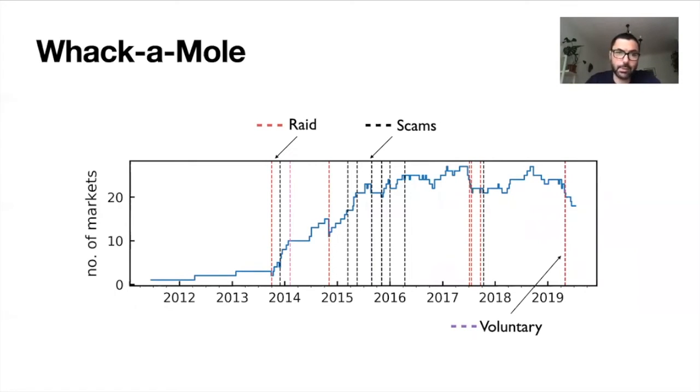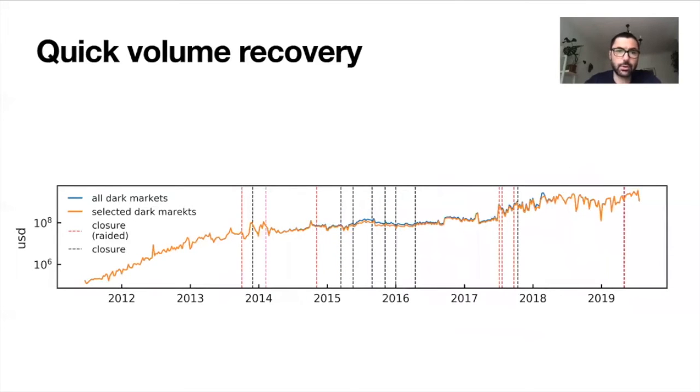And the same, probably even more importantly, is true for volume. So this is volume in time. First of all, you can see that there are two time series there, and that our 23 chosen markets make up basically all the volume we observe. And second, after a closure, maybe you have a little drop in some cases of the volume, but it really goes up quite quickly and it stays up. The general trend is unaffected.